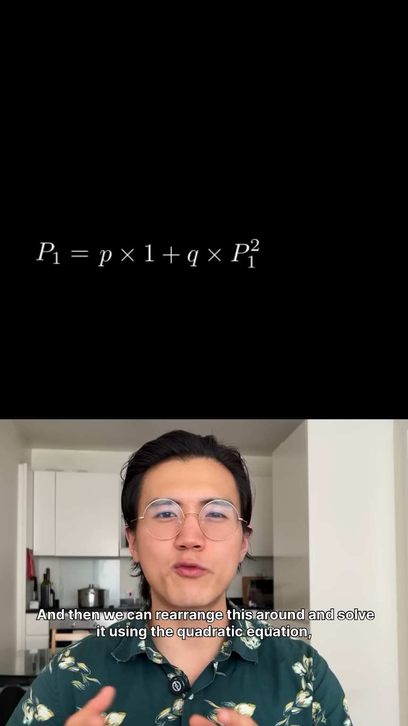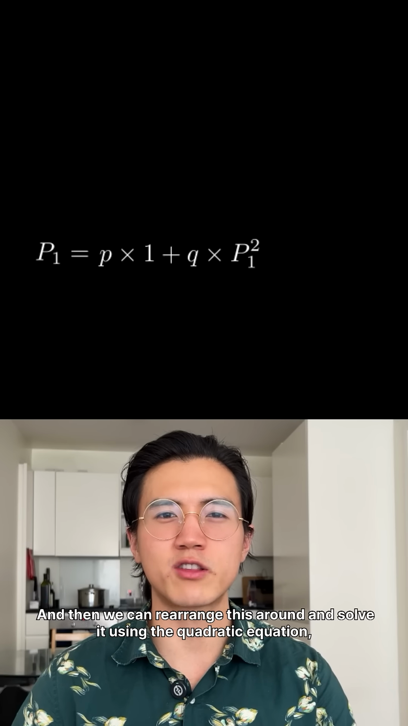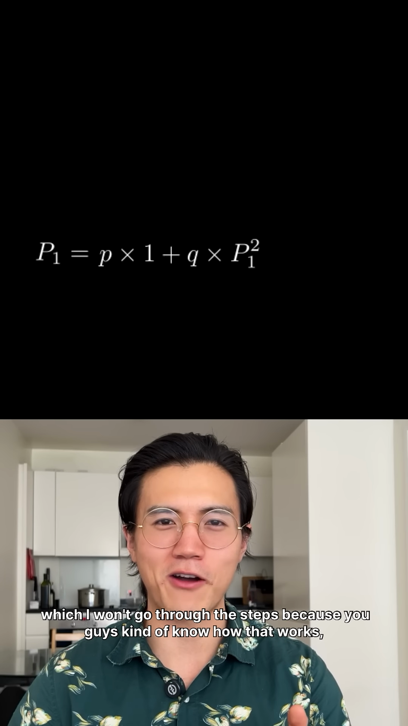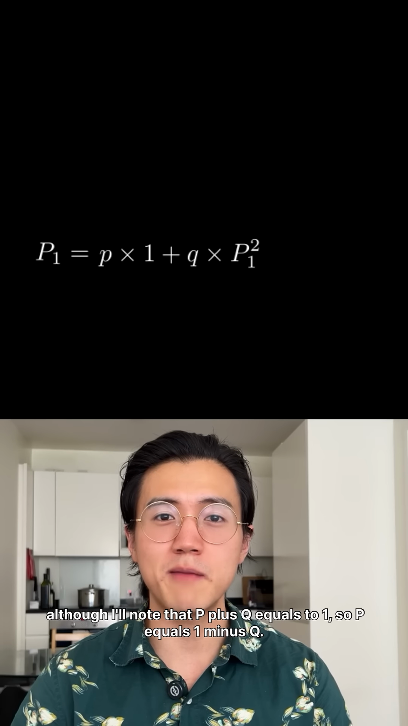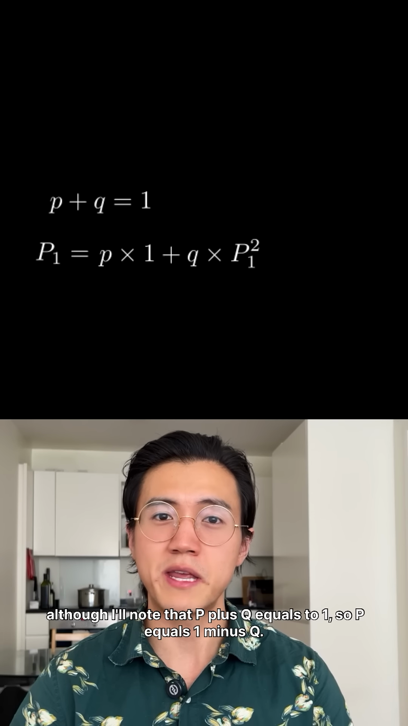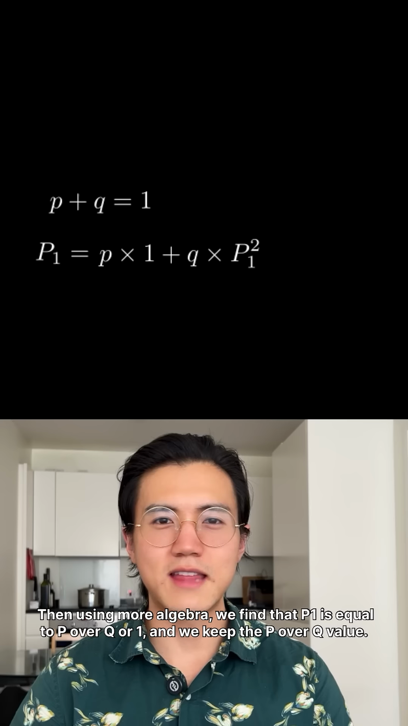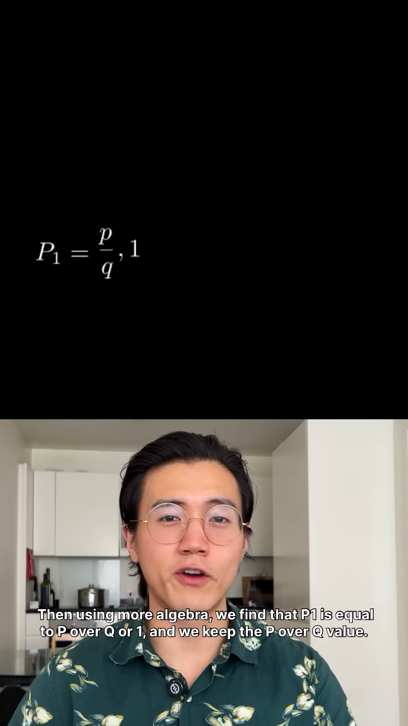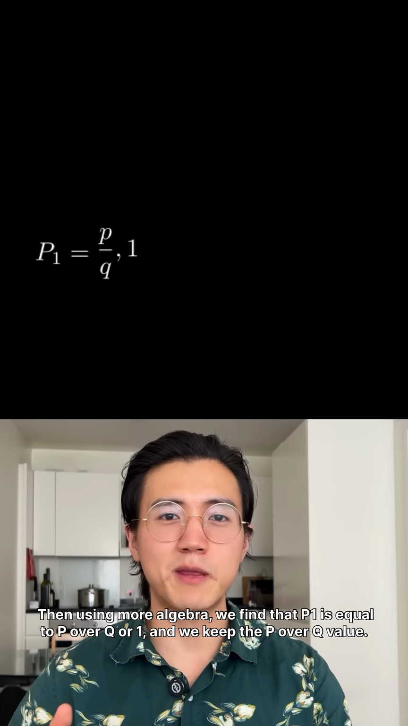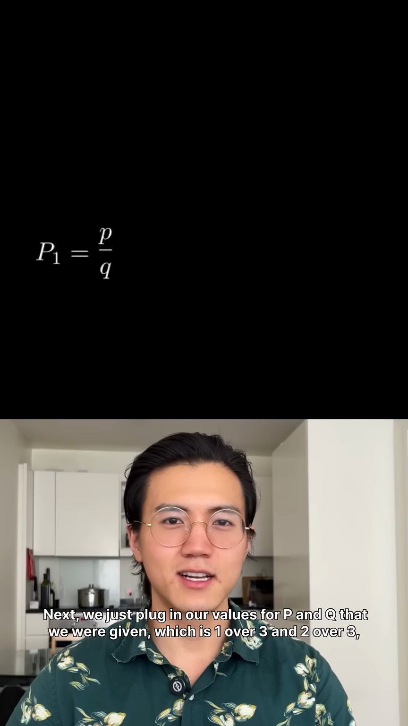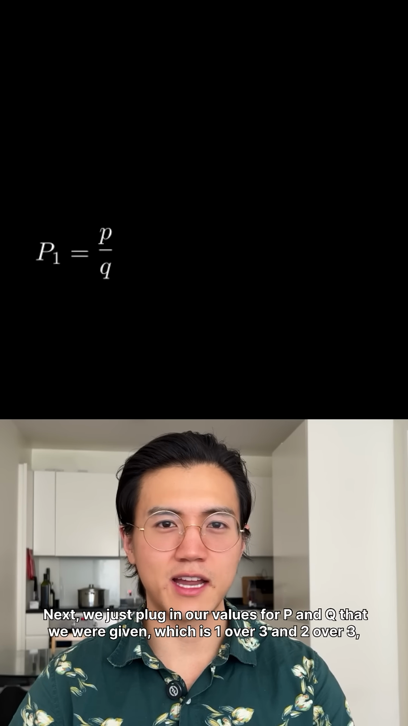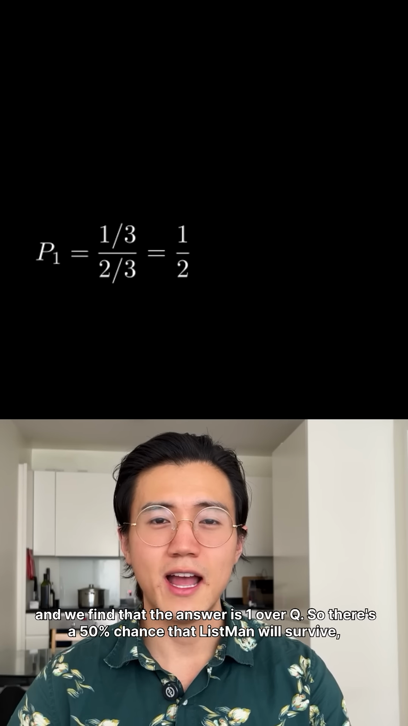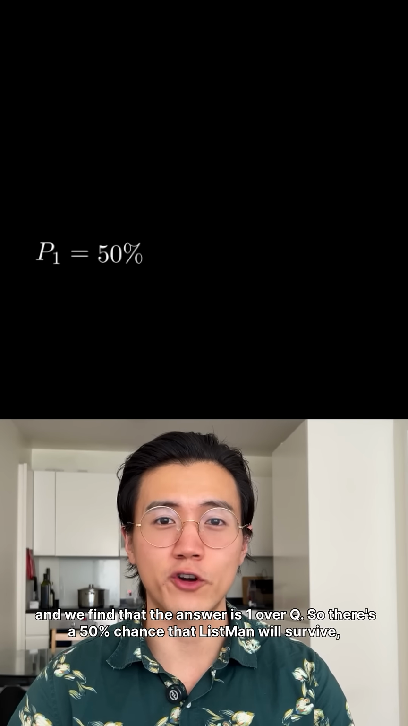Then we can rearrange this and solve it using the quadratic equation, which I won't go through step by step because you kind of know how that works, although I'll note that P plus Q equals 1, so P equals 1 minus Q. Then using more algebra, we find that P1 is equal to P over Q or 1, and we keep the P over Q value. Next, we just plug in our values for P and Q that we were given, which is 1 over 3 and 2 over 3, and we find that the answer is 1 over 2.